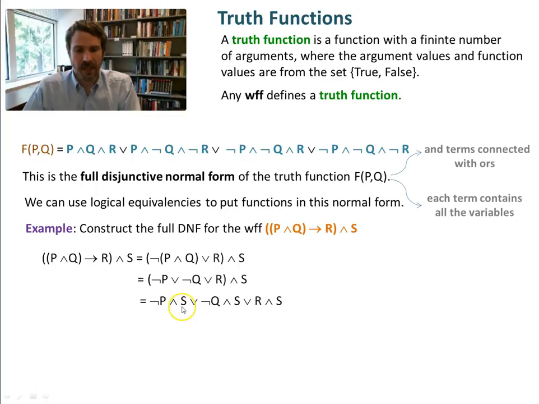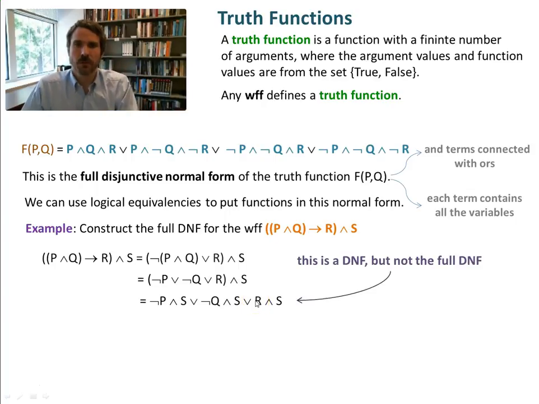Because I have not P and S, or not Q and S, or R and S. So we're going through these a little quicker now than we did several videos ago. If you're keeping up, you should be able to see these steps. This is what we call a disjunctive normal form. But it is not the full disjunctive normal form because it doesn't satisfy the second condition.